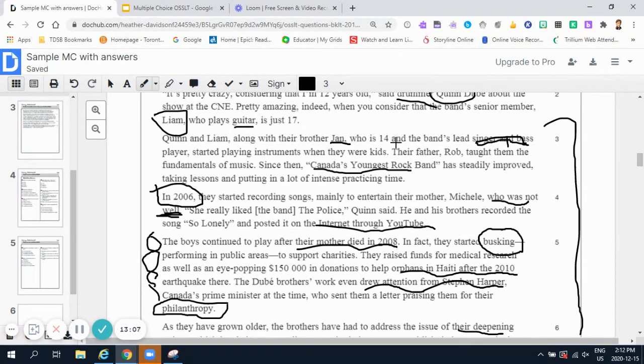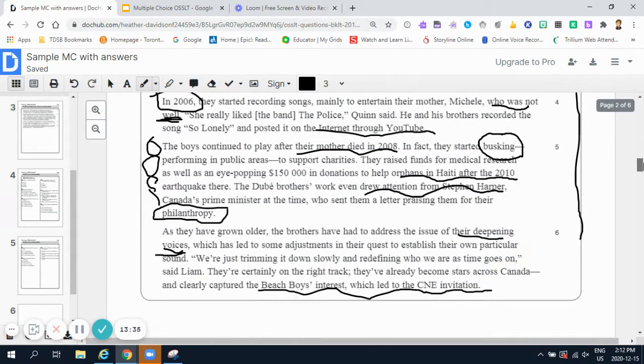Okay, so here it's talking about what they play and how they're a really young rock band. Then it's talking about 2006. Then it's talking about 2008. So they start playing for their mom. Then their mom dies in 2008. They start busking. They raise money for people in Haiti. They get attention from Stephen Harper. And then the next paragraph starts, as they've grown older, their voices are changing. But now they're starting to become popular and they've played at the CNE.